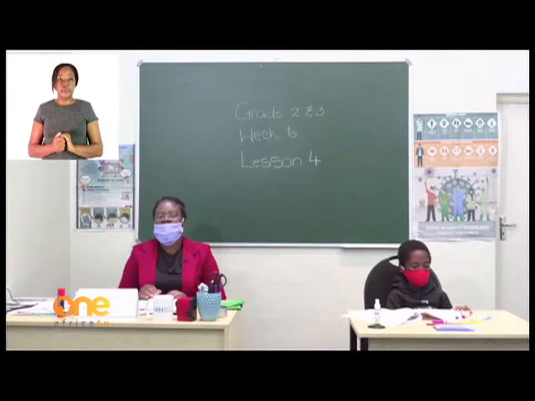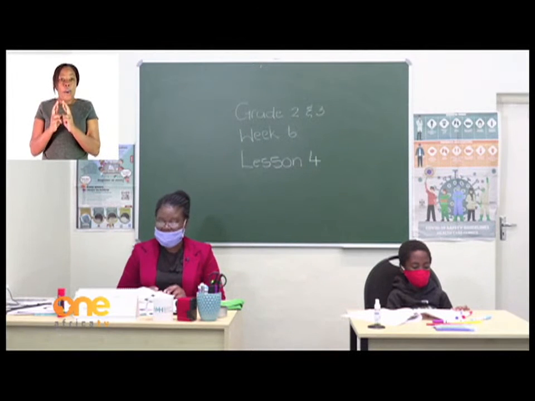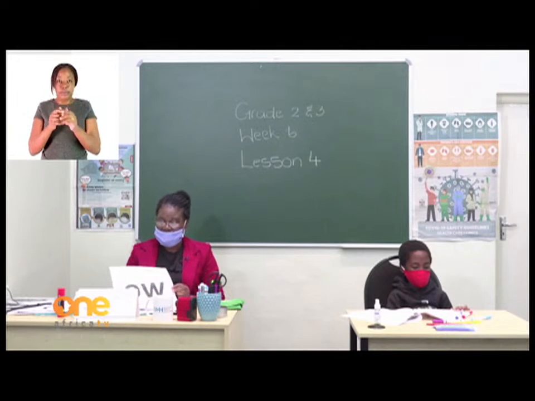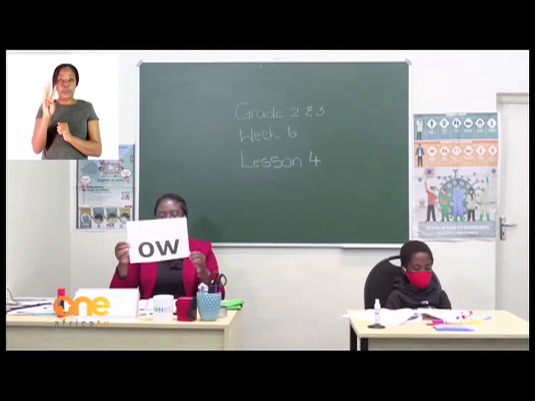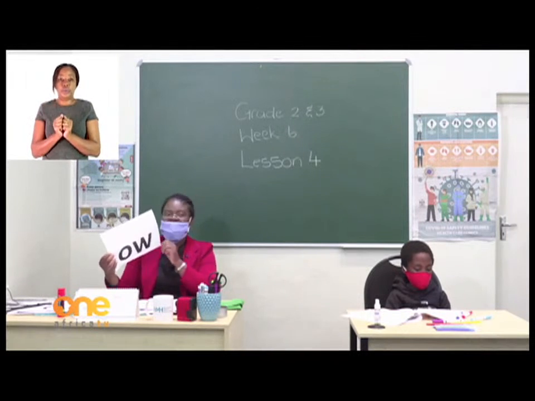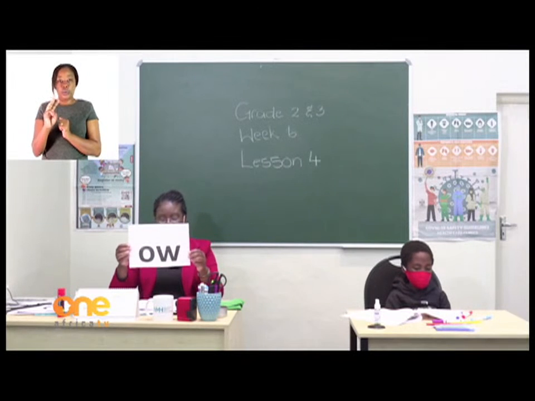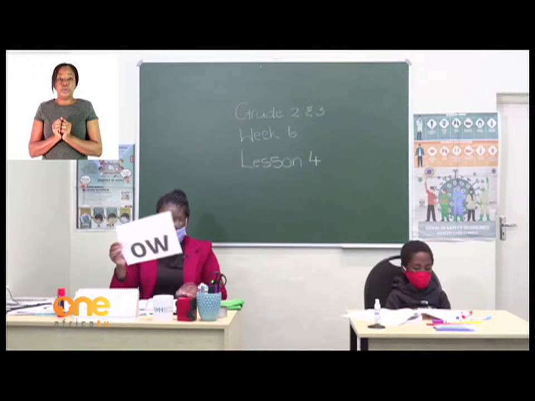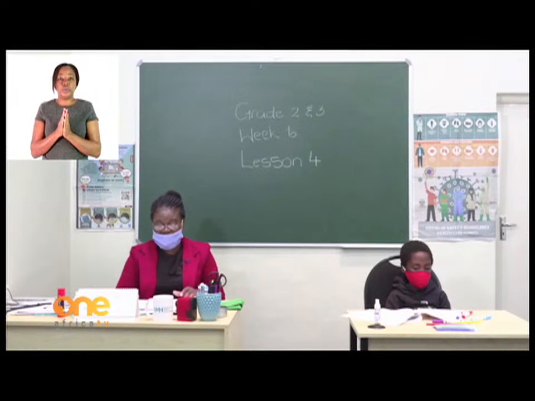Okay, with the grade 2s. I hope you are still with me then. We are going to learn about the phonics. Now, the phonic that we are going to look at is the O and the W. The O and W. When they are together like that, we say O. Okay. All right.